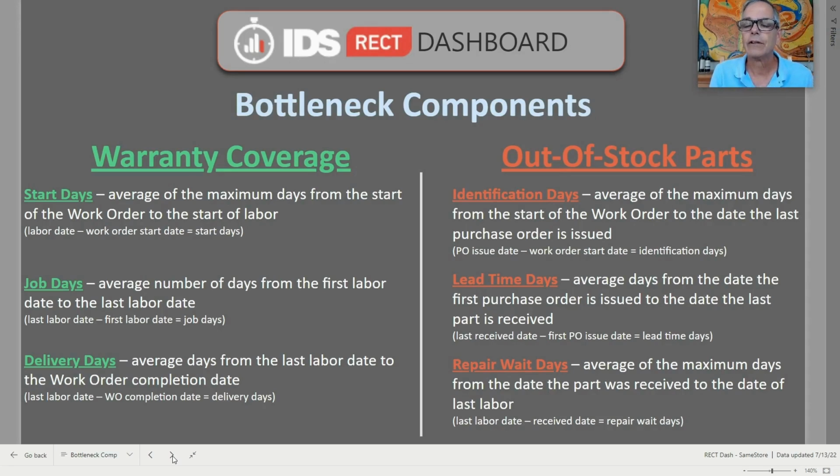The components for out-of-stock parts are identification days, the average of the maximum days from the start of the work order to the date the last purchase order is issued, so the last order date, how long it took us to identify all the parts that were needed for the repair. Lead time days, the average days from the date the first purchase order is issued to the date the last part is received, how long it took to get in all the parts needed for the repair.